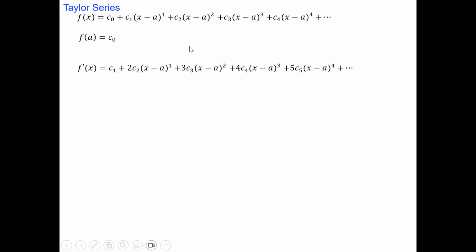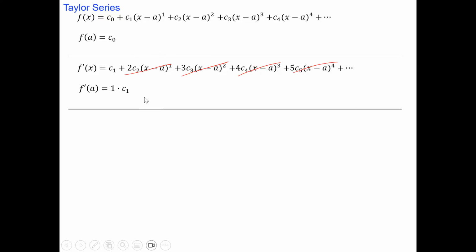Okay, and we will do the same. Instead of x, we will put a. Then if x is a, this is gone, this is gone. All of the terms are gone, only the first constant term stays. That's when we can see we have another connection. C sub 1 is equal to the first derivative at a. Let's find the second derivative.